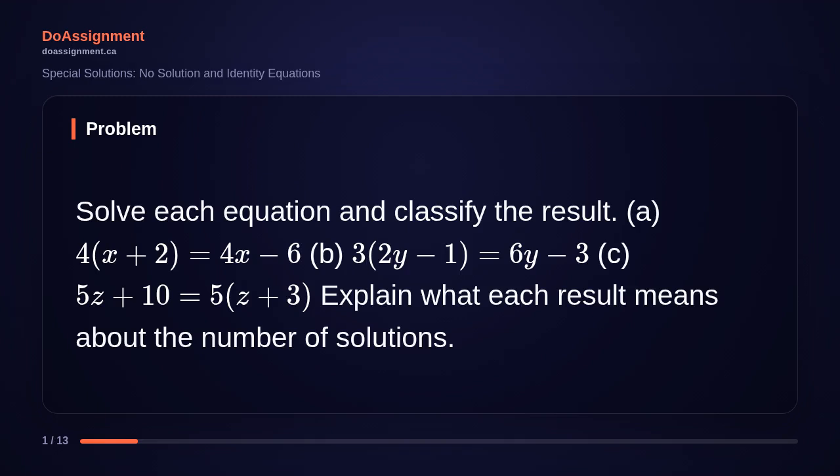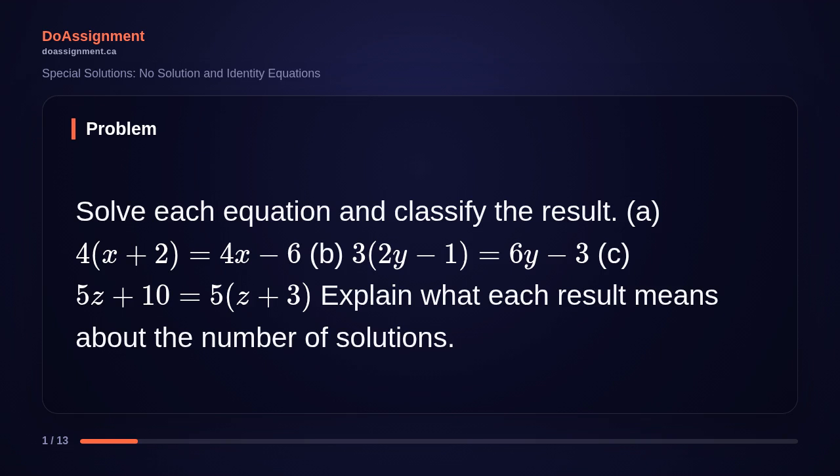Solve each equation and classify the result. Part A, 4 times the quantity x plus 2 equals 4x minus 6. Part B, 3 times the quantity 2y minus 1 equals 6y minus 3. Part C, 5z plus 10 equals 5 times the quantity z plus 3. Explain what each result means about the number of solutions.